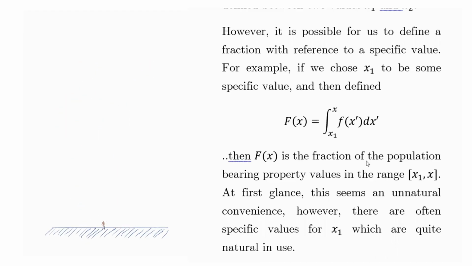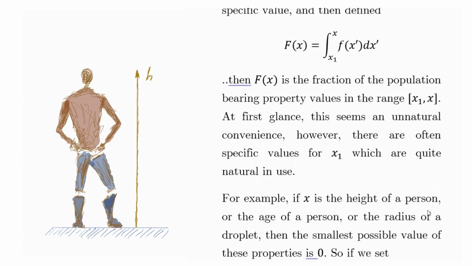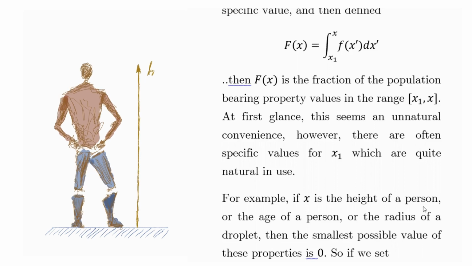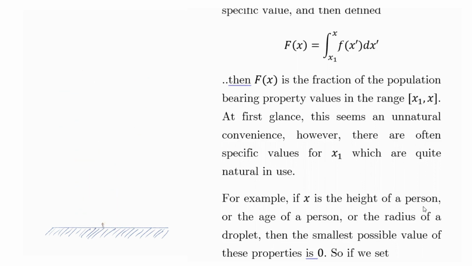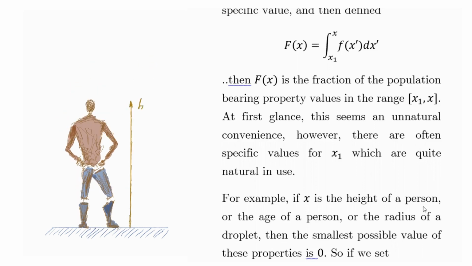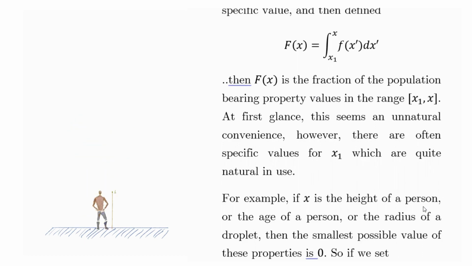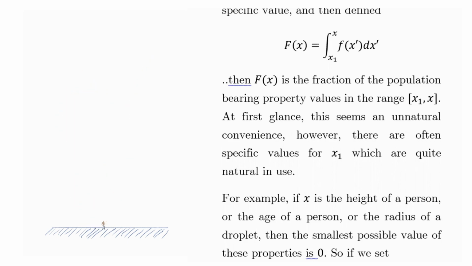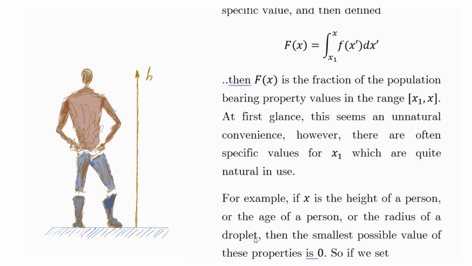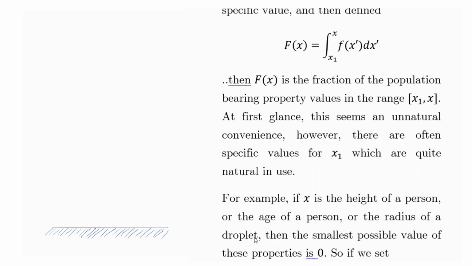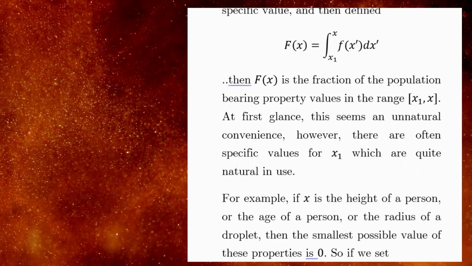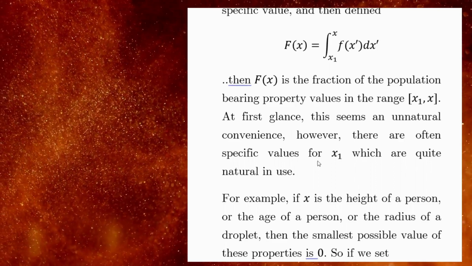So, for example, if your property value is the height of a person, then there is a lower limit on the possible heights of a person, right? You can't be smaller than 0 meters tall, right? Or if it's our age, we can't be younger than 0 seconds old. Or if it's the size in radius of something, then it can't be smaller than 0 meters again. So there are many properties that have a minimum value of 0.